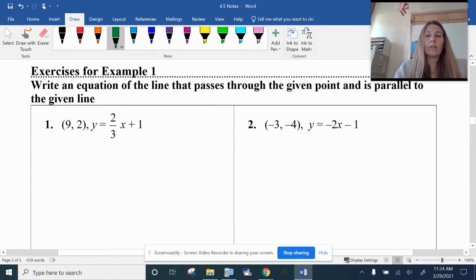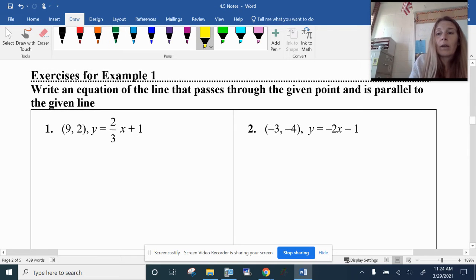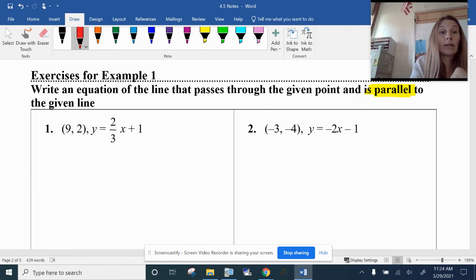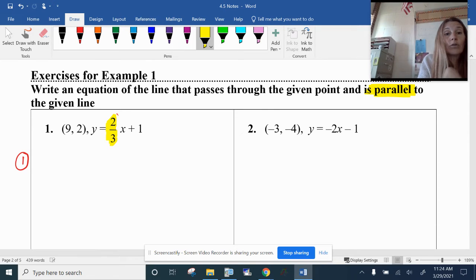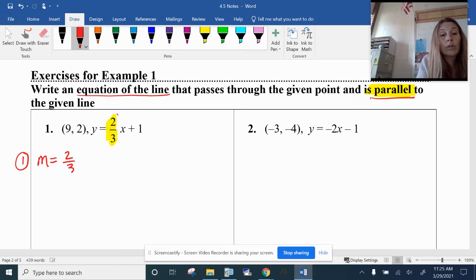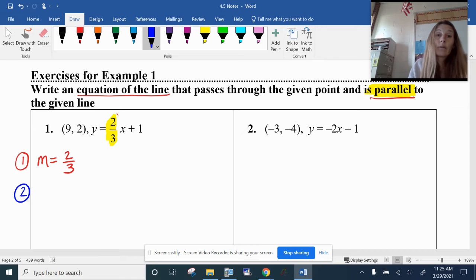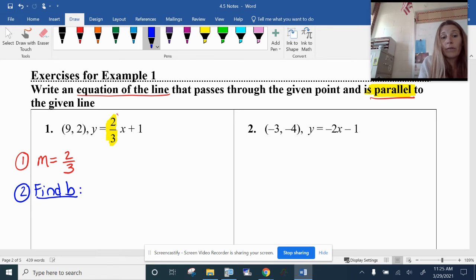All right, so let's try these two examples. Again, we're focusing on parallel lines here, which have the same slope as the equation that's originally given to you. So in number 1 here, we know that this slope here in this original equation is 2/3. And since I'm writing the equation of a line that's parallel, my slope will also be 2/3. So now for the second part, I'm going to either find b or use point slope form. So I'm going to find b for number 1, and then I'll do the other method for number 2.